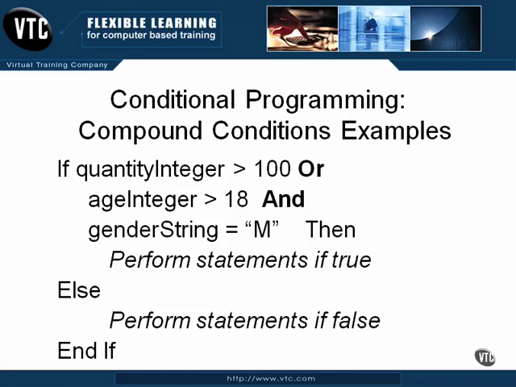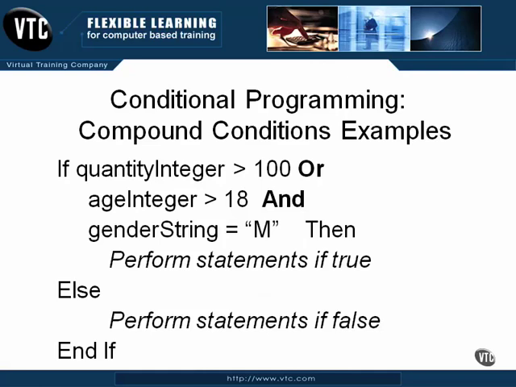You can also combine the use of the words OR and AND in the same statement. For example, you could say if quantity integer is greater than 100 or age integer is greater than 18 and gender string is equal to M, presumably evaluating as a male as opposed to a female, then this statement will be considered true. However, it's important to note that with an OR and an AND in the same statement, what is joined by the AND is always executed first.